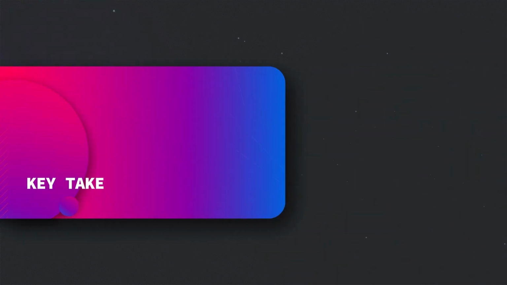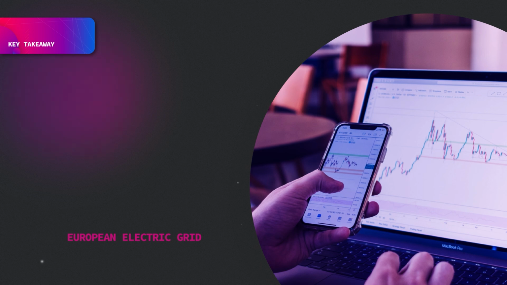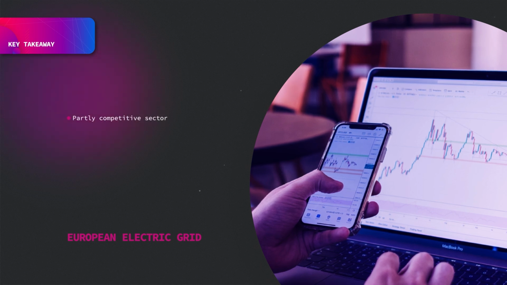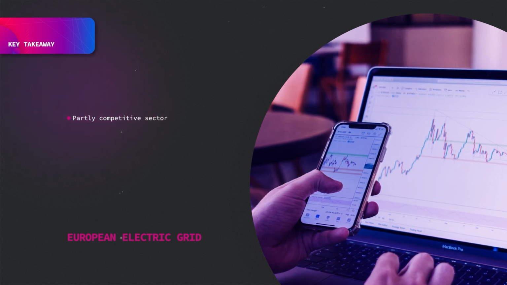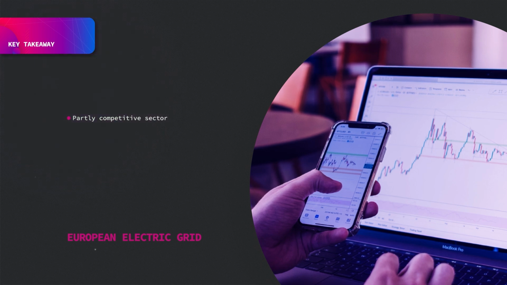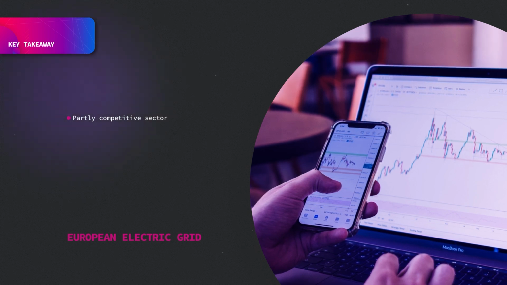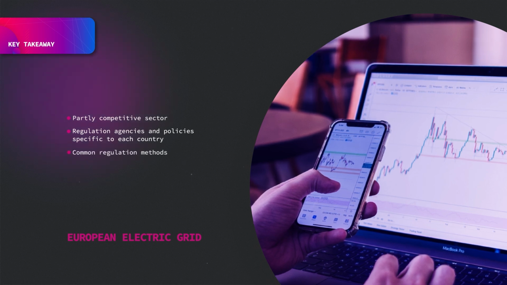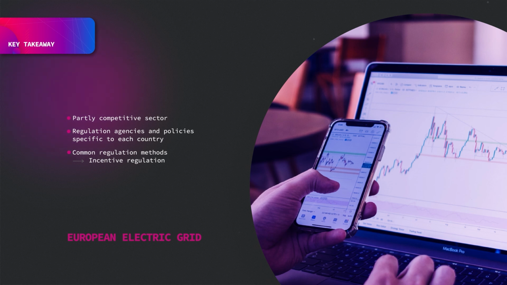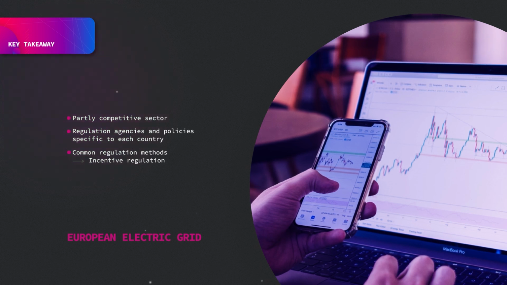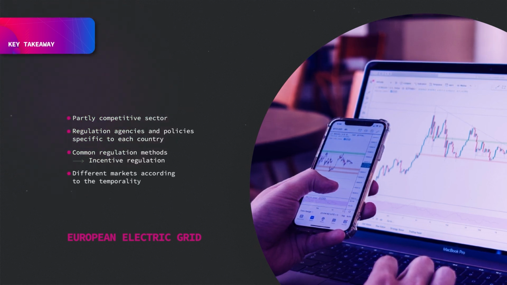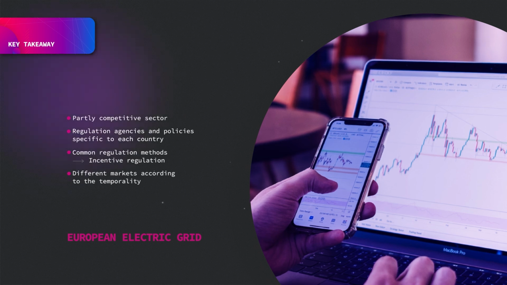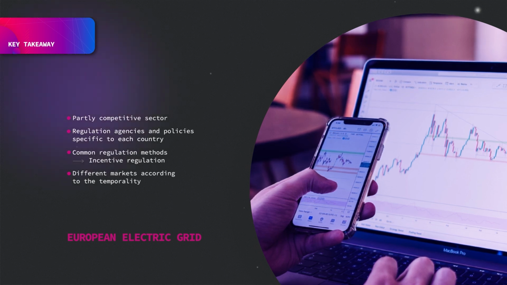consumers. In summary, the main aspects concerning the actors and activities associated with electrical grids can be summarized in 4 points. The European electrical grids are partly competitive, meaning transmission and distribution is a monopolistic sector, but generation and retailing are competitive. Each country has its proper policies and regulation authorities. The common regulation method is the incentive regulation composed of the price cap and yardstick, which can be deployed in parallel. Electricity markets can be structured through different specific markets according to the temporality of the delivery.